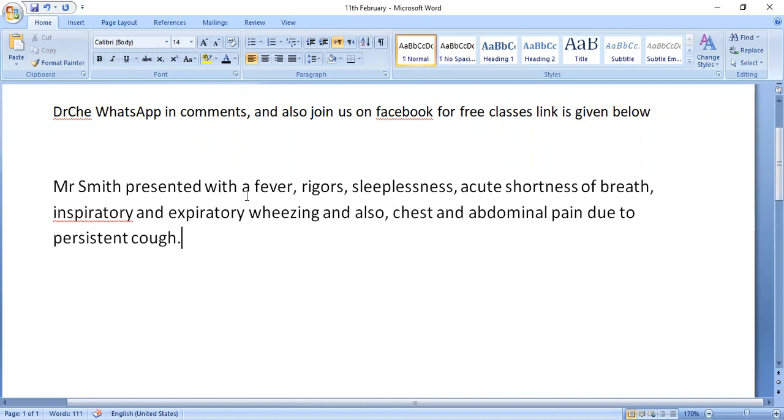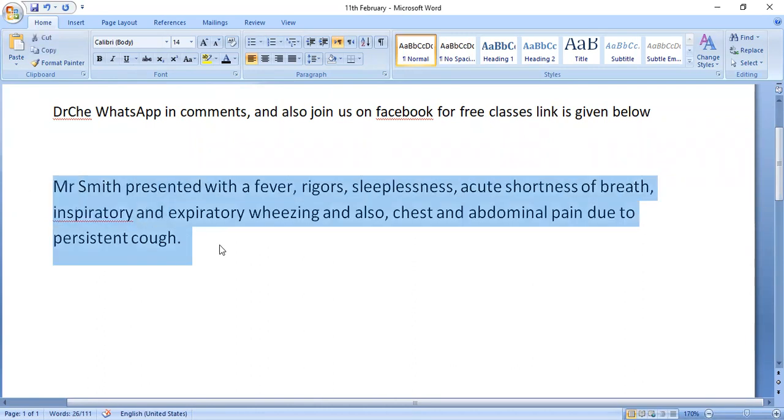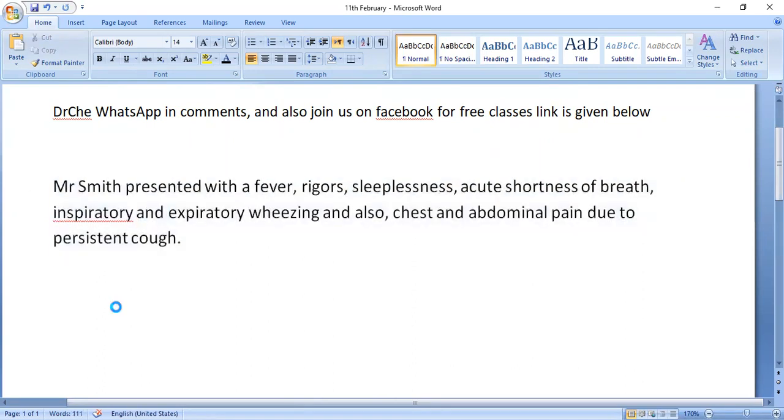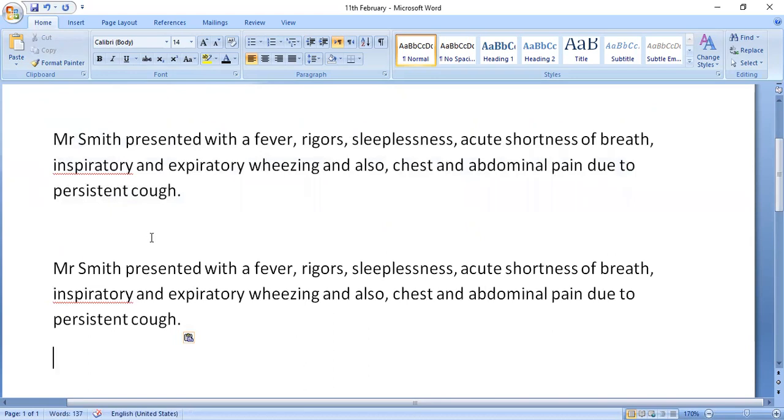Okay, a fever, yes, we can use article with fever. That is not a big issue. Okay, so it is acceptable. Okay, don't worry about these things. Yeah, it is acceptable with fever. Okay, anybody else can point out any significant mistake or any suggestion, anything that you people can point out? Sleeplessness, insomnia, not any big issue.